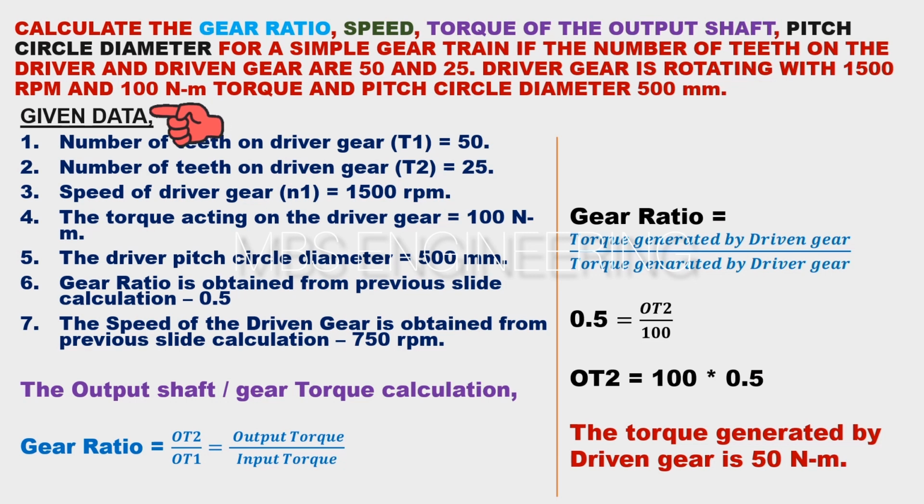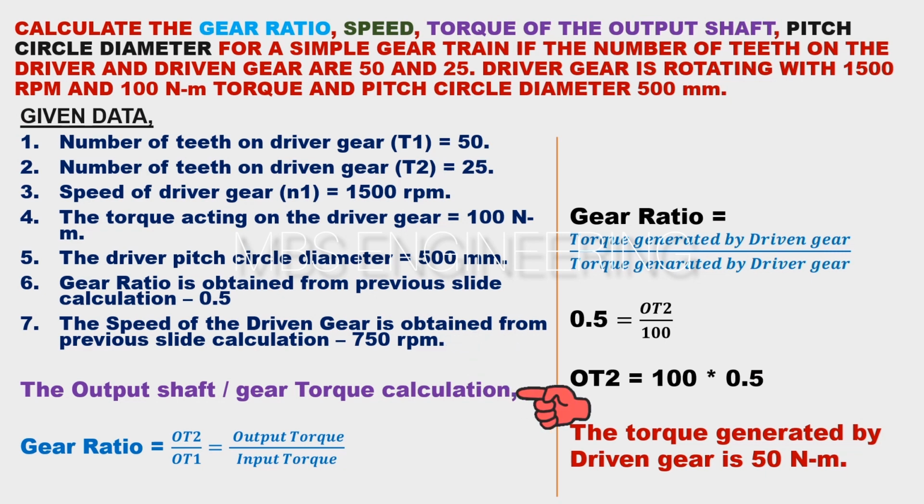Given data. First data, number of teeth on driver gear, T1, 50. Next data, number of teeth on driven gear, T2, 25. Next data, speed of driver gear, N1, 1500 revolutions per minute. Next data, the torque acting on the driver gear 100 Newton meter. Next data, the driver pitch circle diameter 500 millimeters. Next data, gear ratio is 0.5 and the speed of the driven gear is 750 revolutions per minute, both obtained from previous slide calculations.